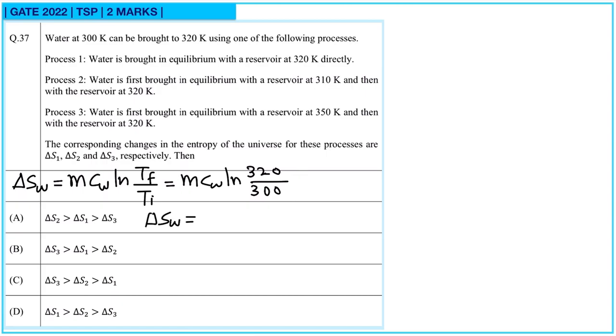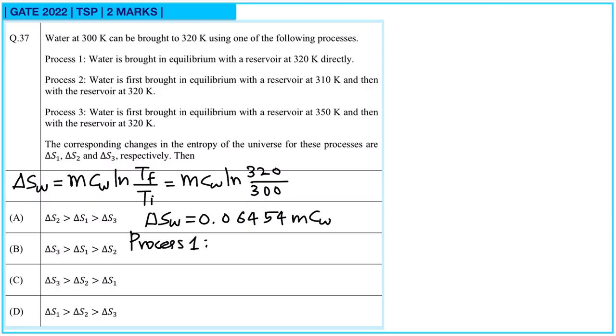So delta Sw is equal to 0.06454 m into specific heat of water. This is for water, and it will be same for process 1, 2 and 3. So we will not calculate it again and again. Next is process 1.